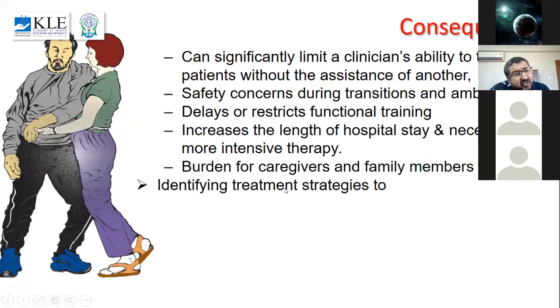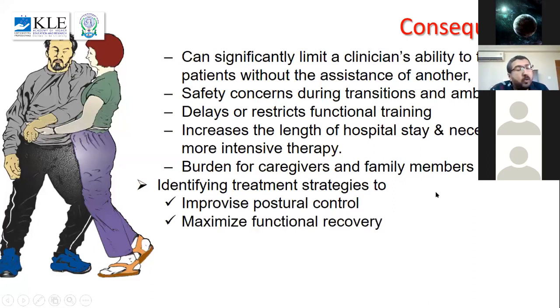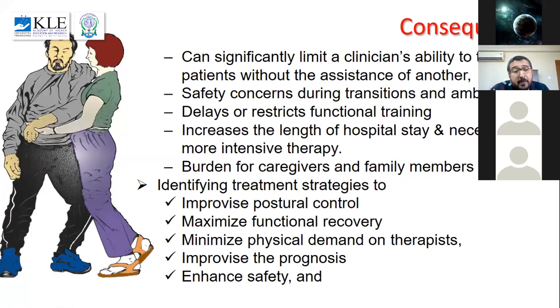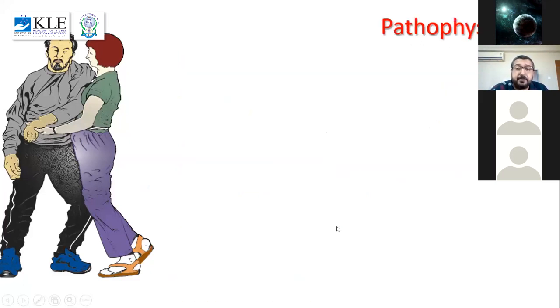Now, what are the treatment strategies available? There are many. We will come to that in a later section. But if we use the right treatment strategy, we will improve the posture and the functional recovery of the patient. We will minimize the physical demand on the therapist, which is very important. We will improve the prognosis, in the sense of a speedy recovery, enhance the safety of the patient, and of course minimize the burden of care.